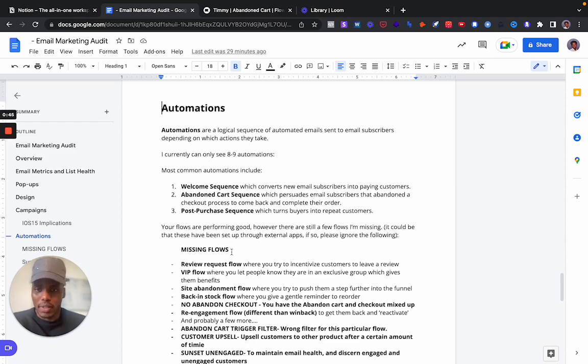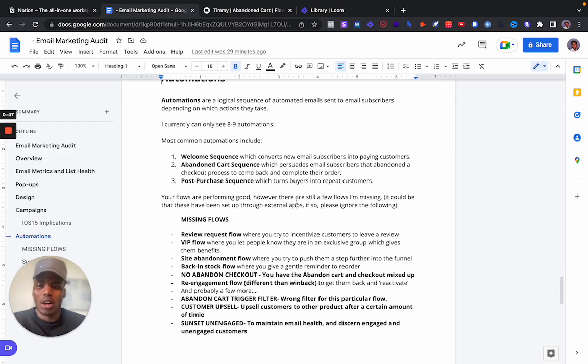Now, with this specific account, essentially, there were quite a few flows missing specifically. And as you can quite clearly see here, there's a huge list. And what we essentially did, we created a detailed documentation as to how they can potentially implement it for themselves. So the very first one is the review request flow, essentially where you try to incentivize your customers to give and leave a review.